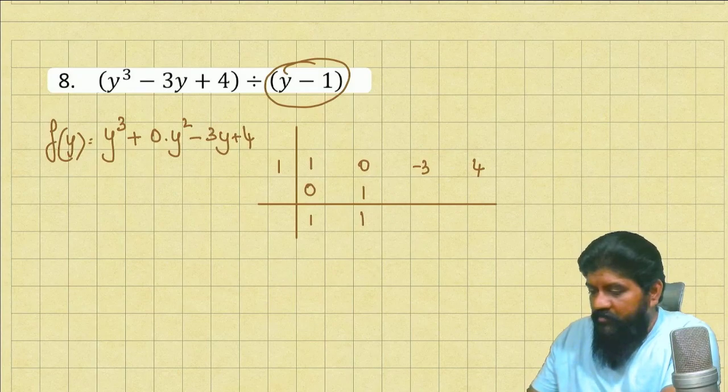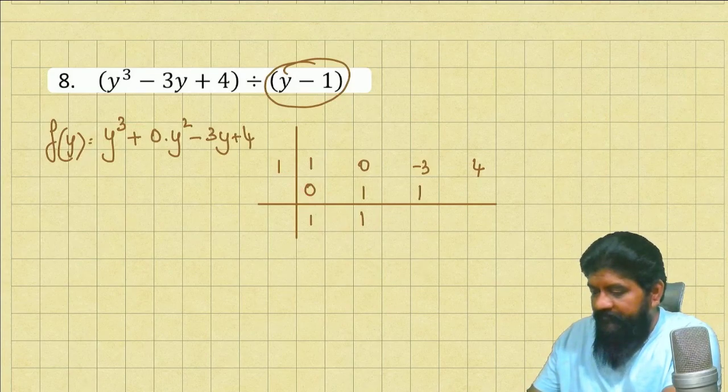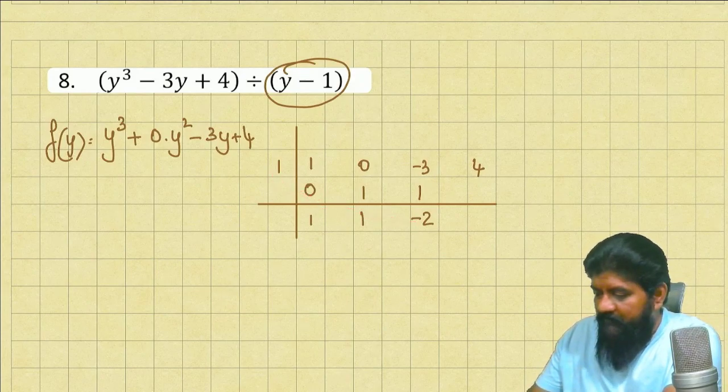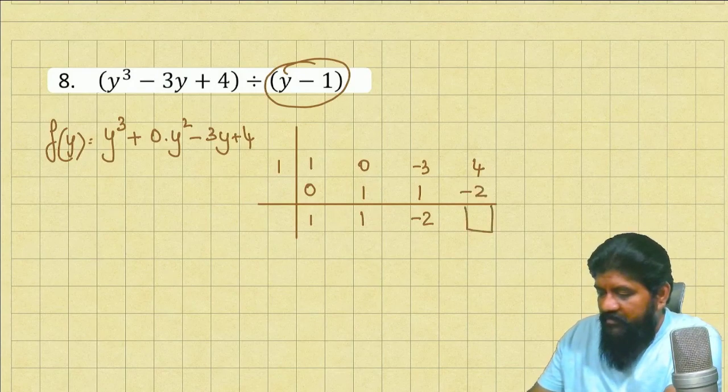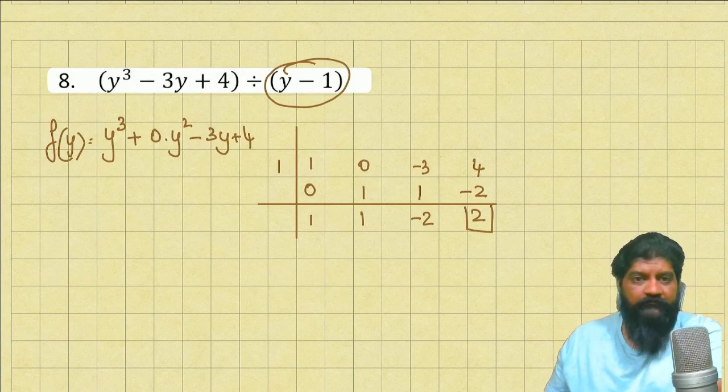Now you multiply and update. So that's going to give you a 1. Add again. So you add minus 3 plus 1. You get a minus 2. And now you multiply 1 with a minus 2 and update, and that's going to give you a minus 2. You add them up, you're going to get a 2. So this is not completely factorizable. The remainder is going to be a 2.